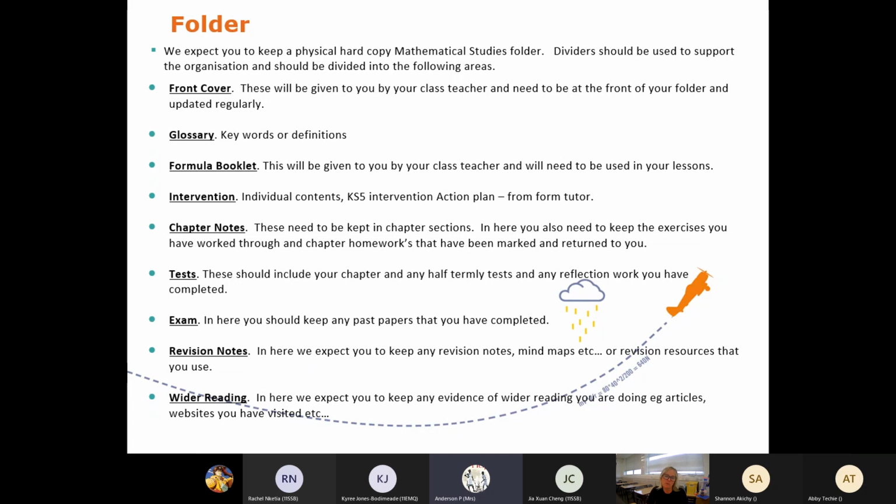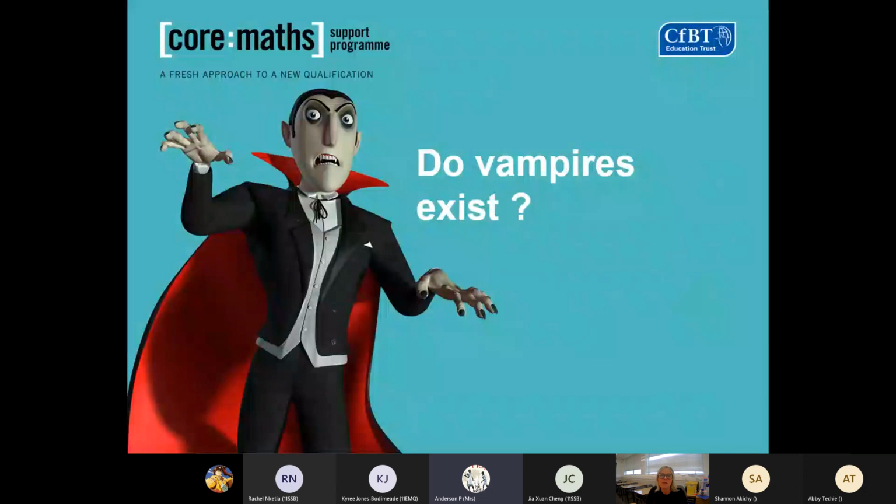So it's really important that your folder is well organised. So get yourself a big lever arch folder and a set of dividers. Okay, so has anyone got any questions so far? Please ask if you have. Okay.